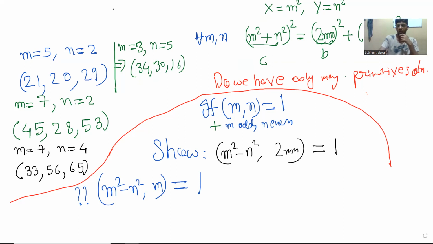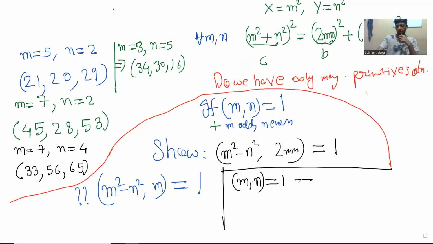Let me ask a simpler question, and this will be homework. GCD of M and N is 1. So now focus on this simpler question. Prove that this implies that GCD of M minus N and N is 1. So show this.